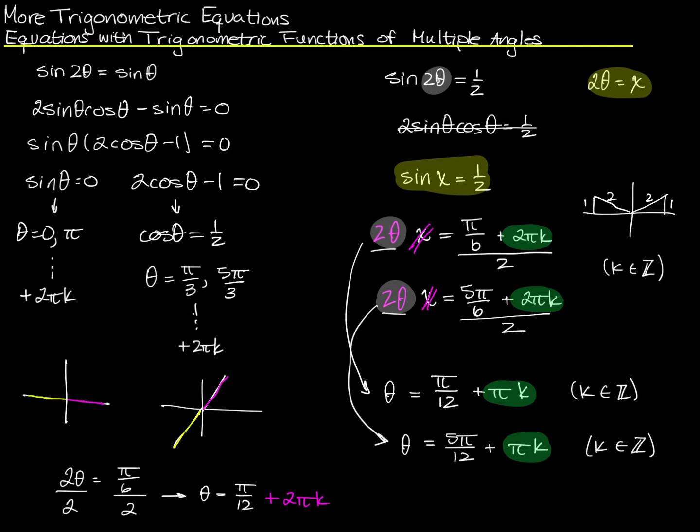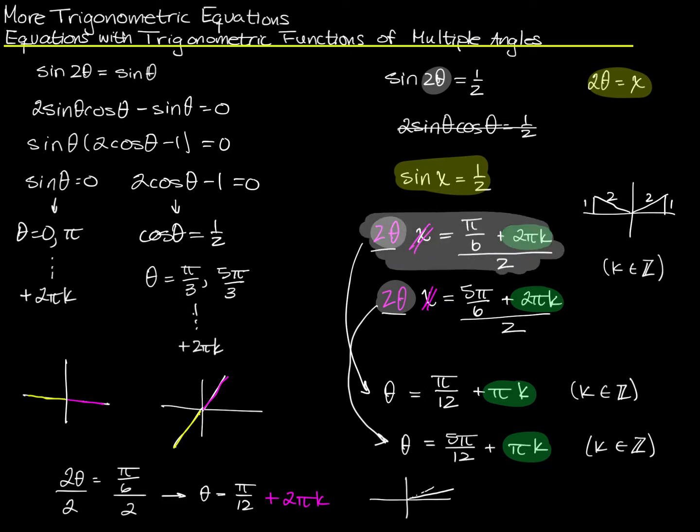Pi over 12 is, let's see if I can sketch this out. Pi over 6 is about here, so pi over 12 is here. And if I add 2 pi k to that, I'm going all the way around the circle. But I found in this version of the problem, which turned into this version of the problem, that actually I have solutions every pi k. So instead of going all the way around, my next solution is actually over here. Let's go ahead and draw that in. My next solution is there.